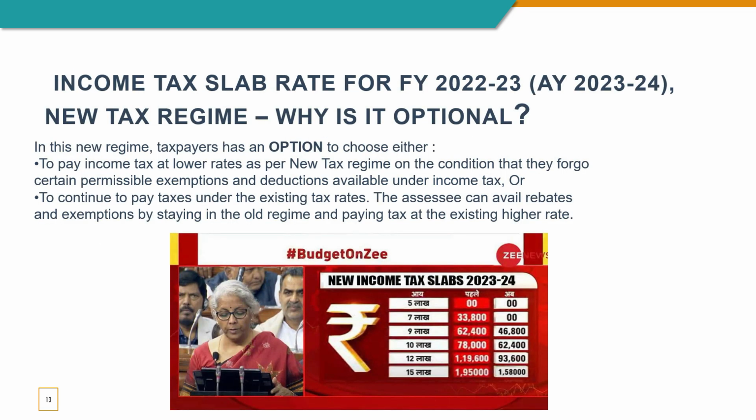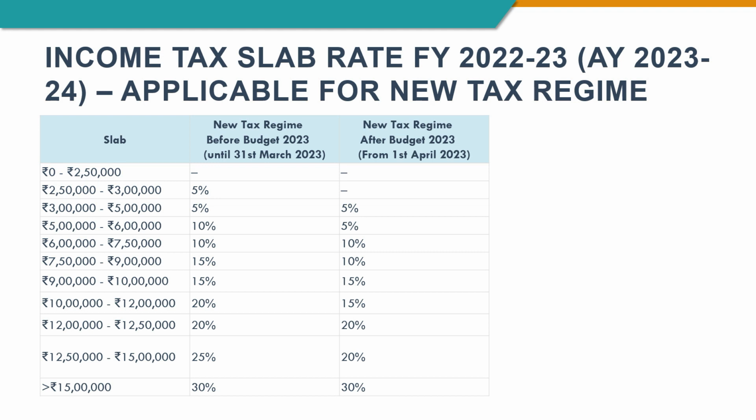Income tax slab rate for FY 2022-23, AY 2023-24, new tax regime. Why is it optional? In this new regime, taxpayers have an option to choose either to pay income tax at lower rates as per the new tax regime, on the condition that they forego certain permissible exemptions and deductions available under income tax, or to continue to pay taxes under the existing tax rates. The assessee can avail rebates and exemptions by staying in the old regime and paying tax at the existing higher rate. Income tax slab rate for FY 2022-23, AY 2023-24, applicable for new tax regime.